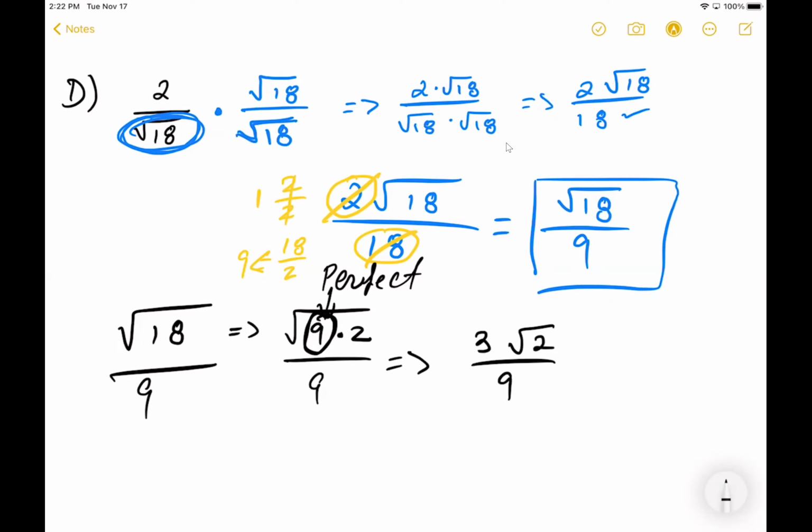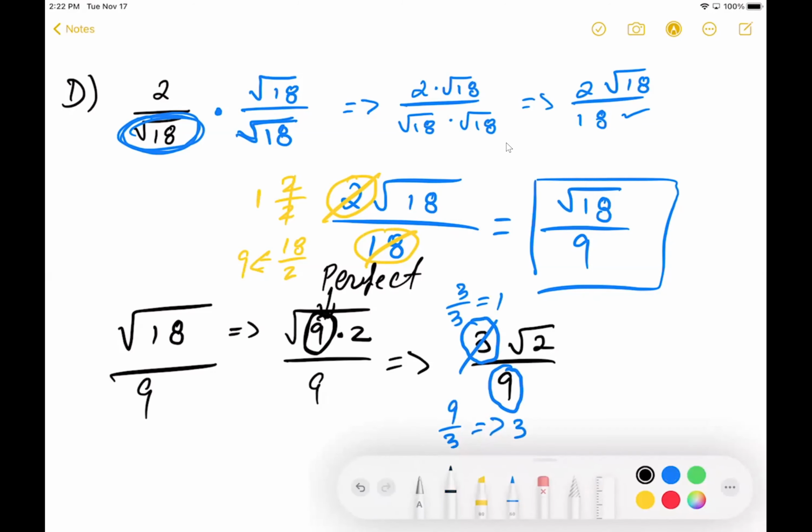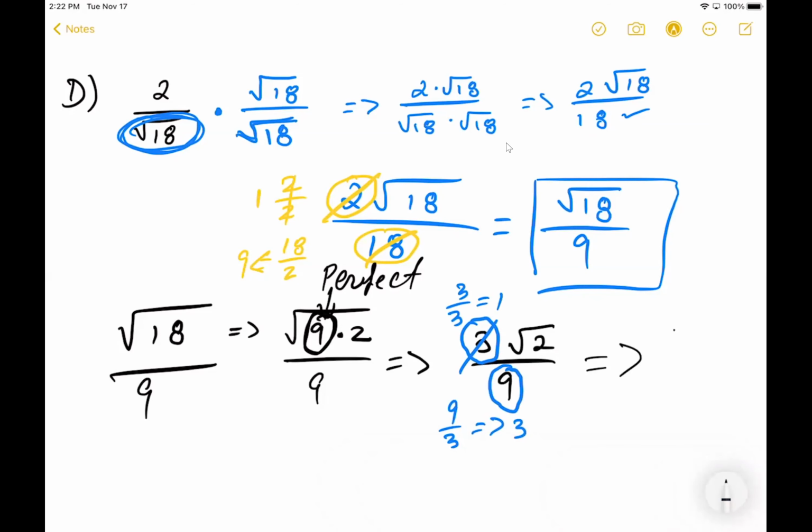3 times 3 is 9, so I take out one of them, 3. And in this case now, as you can see, once again, this is a whole number and this is a whole number. So now we can reduce this item. And again, basically I take 3 divided by 3 to give me 1. 9 divided by 3 to give me 3. So as you can see, your final answer should be square root of 2 over 3. This is what your final answer should look like, not this item here, because the number on top or in blue is reduced.